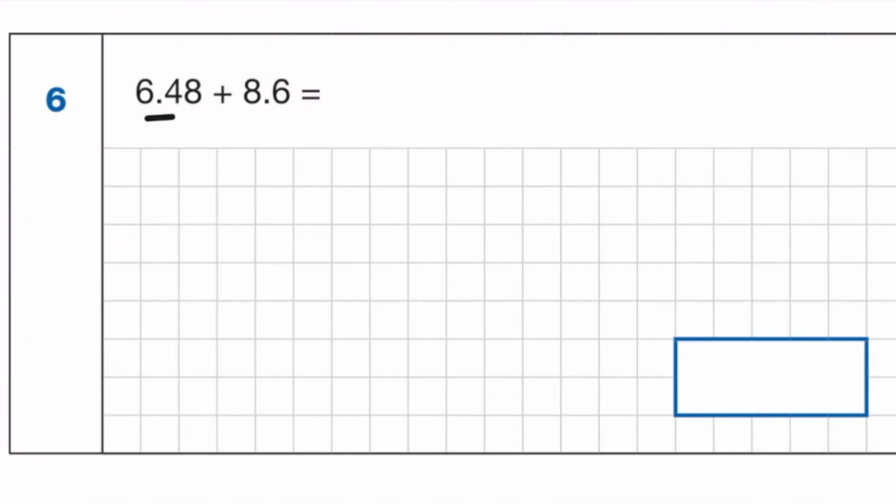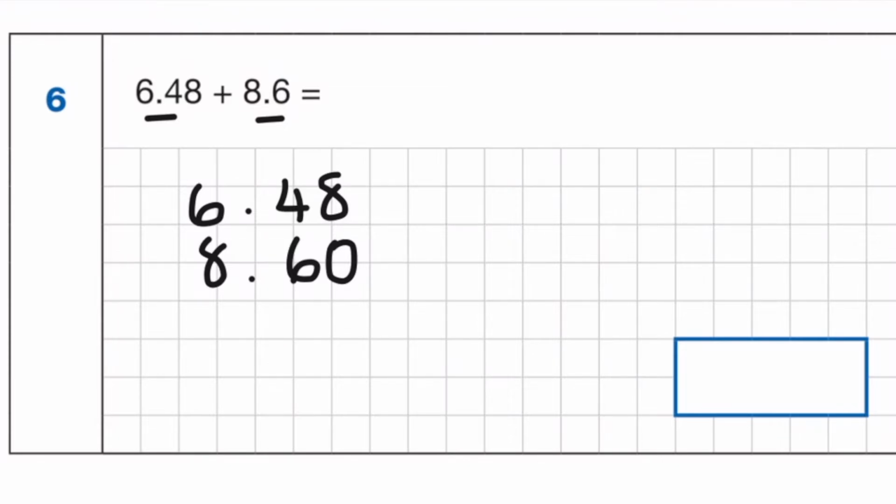Question 6 looks at decimals, and the trick here is to make sure that when you write them out vertically, you want to make sure that the decimal points are directly underneath each other. Otherwise, you could get the question wrong. Just to make it easier, I added a 0 underneath the 8 since there was nothing there, so when we add, it's easier. 8 plus 0 would give us 8. 4 plus 6 would give us 10, so we write the 0, put the decimal point in and carry the 1. 6 and 8 would give us 14 plus 1 is 15.